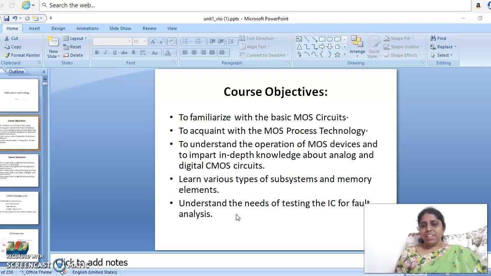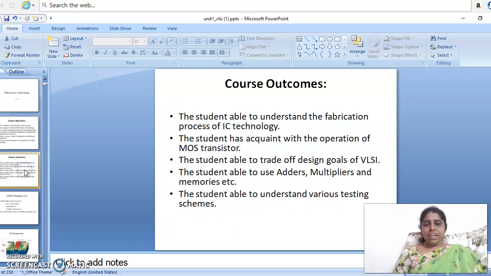Different types of testing like chip level testing, system level testing, wafer level testing, all these will be discussed, and the student will be able to understand different need for testing and what are the different types of testings for fault analysis. The rule of 10, which states that the cost becomes more when we postpone the testing from one stage to the other. So those are the course objectives.